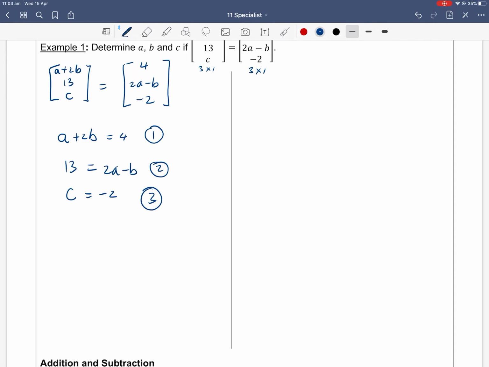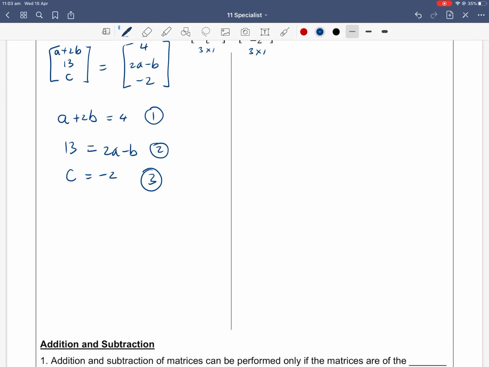To work out A and B, we have two unknowns, two equations. Let's solve that simultaneously. The easiest way, I prefer substitution, so I'm just going to rearrange. If you prefer elimination, go ahead. From 2, if I swap the B across, then B is equal to 2A minus 13. I'm going to call that number 4. So sub 4 into 1.